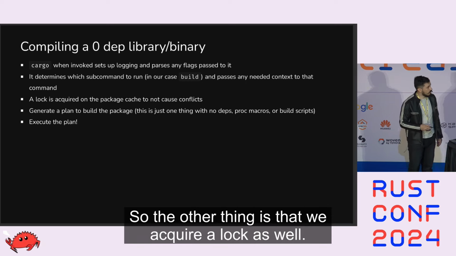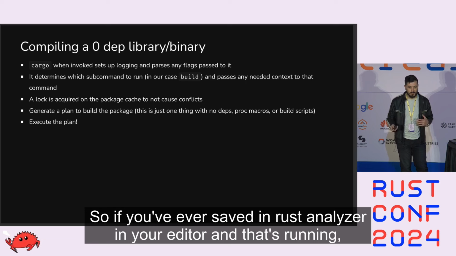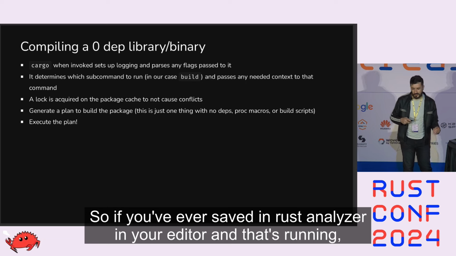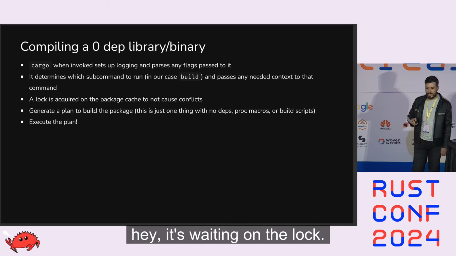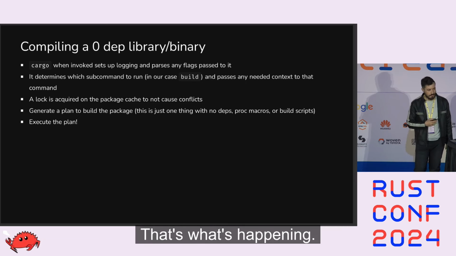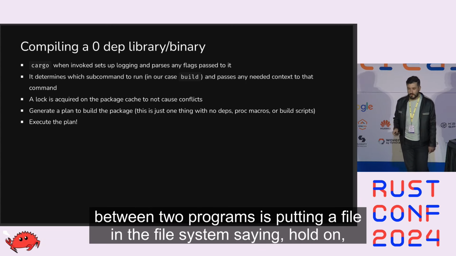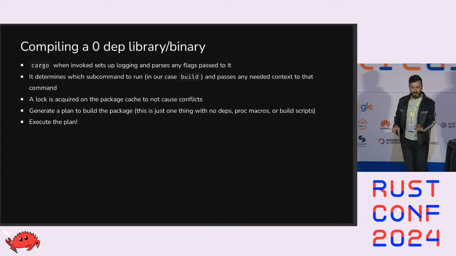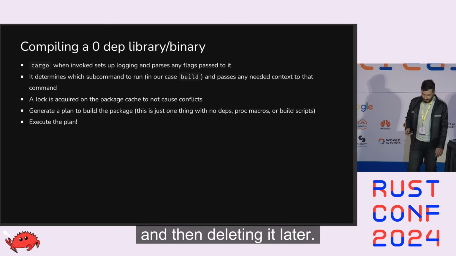So the other thing is that we acquire a lock as well. So if you've ever saved in Rust Analyzer in your editor, and that's running, and then you try to run cargo build immediately after, and it says, hey, it's waiting on the lock, that's what's happening. It's been about 70+ years, and the best way that we communicate between two programs is putting a file in the file system saying, hold on, I'm doing something here. Please don't touch this, and then deleting it later.